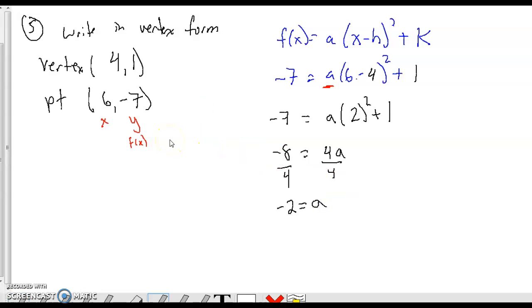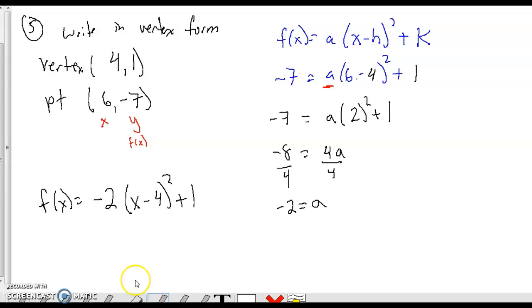So when I write it in my vertex form, that's all I need. So f(x) is equal to -2(x - 4)^2 + 1. So basically, you're always solving for your a value.